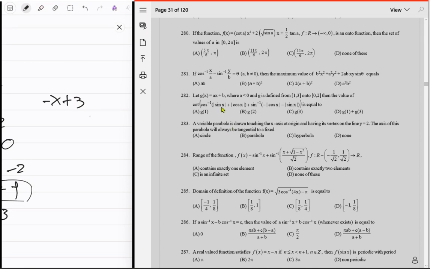So cosine inverse of mod sin x plus mod cosine x, plus sin inverse of negative... Have we seen this already? I think we must have seen this somewhere. Okay, so first of all, mod sin x and mod cosine x have to be inside cosine inverse and sine inverse, which means that's not equal to 1.